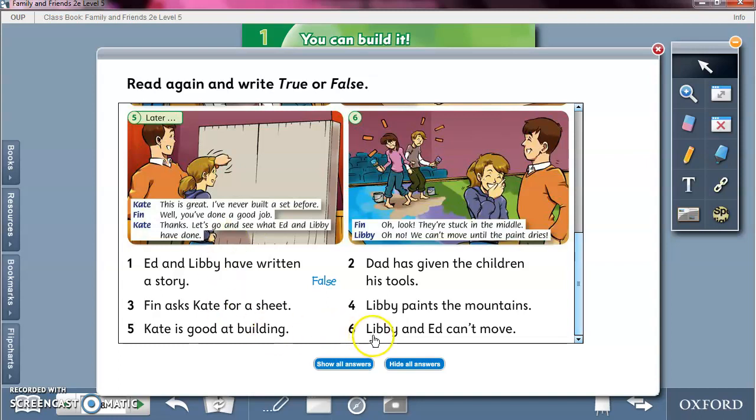Sentence number 6. Libby and Ed can't move. This is Libby and this is Ed. This sentence is true.